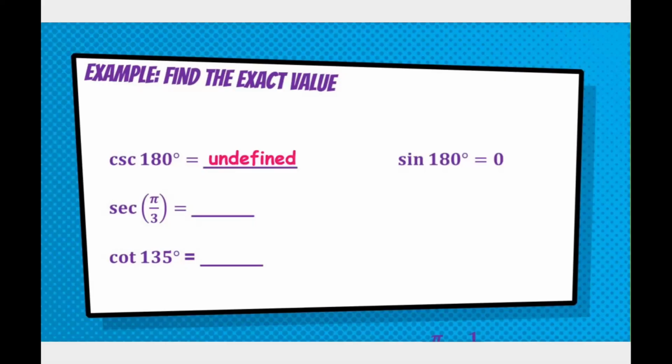The secant of pi over 3, that is our 60-degree one. That's our third line up from the x-axis. So if I count up, we're looking for cosine. Cosine is the x, so we start counting 1, 2, 3 on the x value. Well, 1's the first thing we have, so that's our 1/2. So cosine of pi over 3 is 1/2. The reciprocal of that is 2.